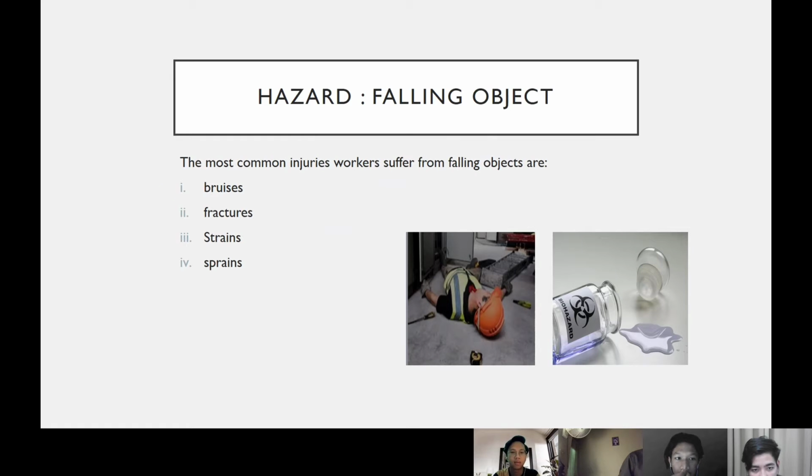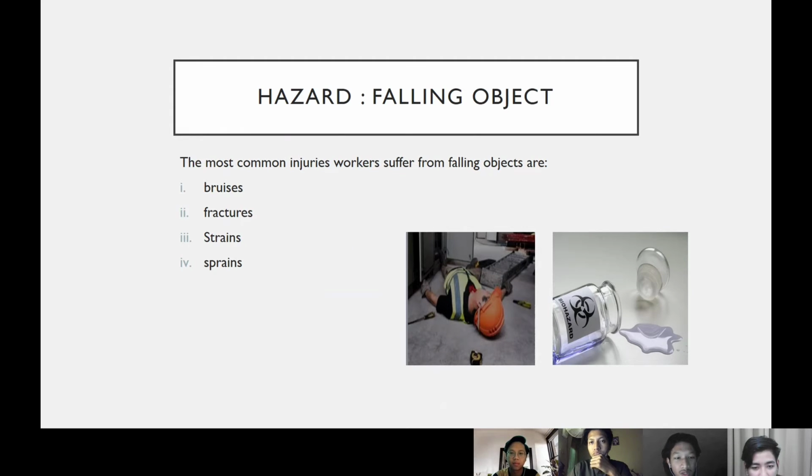Okay, the most common injuries workers suffer from falling objects are bruises, fractures, strains, and sprains. The objects that commonly fall range from large items such as roofs, straws, and steel beams to small items such as fasteners and small hand tools. What causes falling objects to fall? The force of gravity causes objects to fall toward the center of the Earth. The acceleration of a freely falling object is therefore called the acceleration due to gravity.